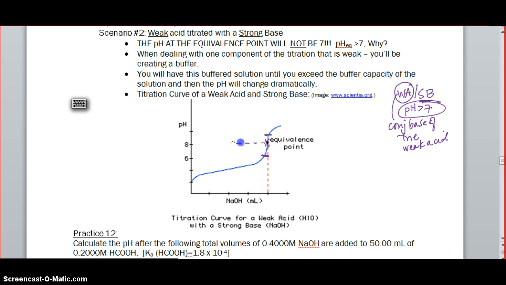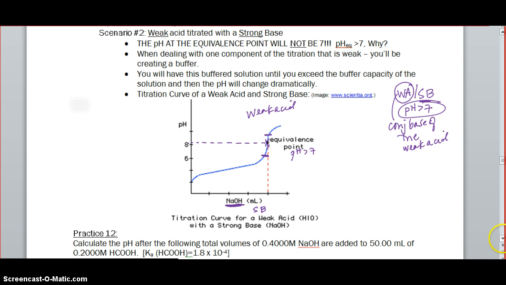So if you look at this one, the equivalence point is certainly greater than 7, right? So even if they hadn't told you what they were titrating it with, you should be able to predict when you see this, that's a strong base. And so because the pH is greater than 7 at the equivalence point, you know that this is a weak acid that is being titrated.